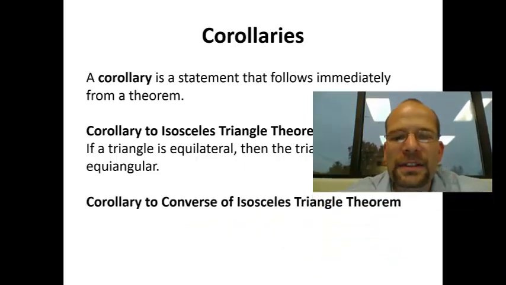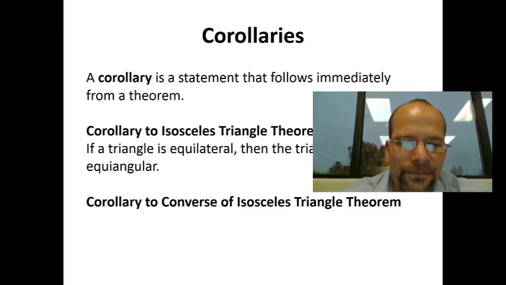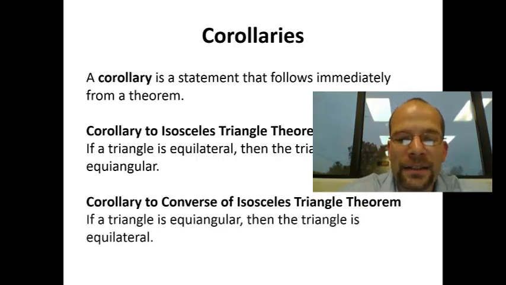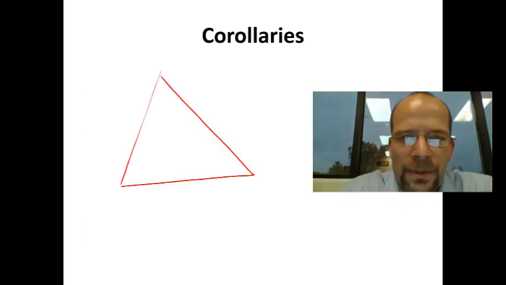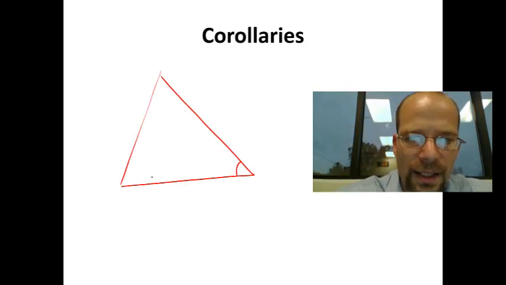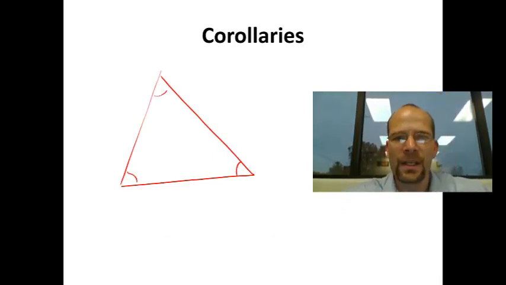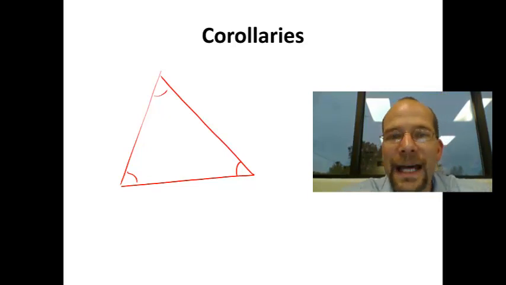Let's take a look at the corollary to the converse of the isosceles triangle theorem. Because if a triangle is equiangular, then the triangle is equilateral. Quick look at that. So assuming we have a triangle like this, and let's just go ahead and state that it is equiangular, like that. We're asking the question, is it also equilateral?